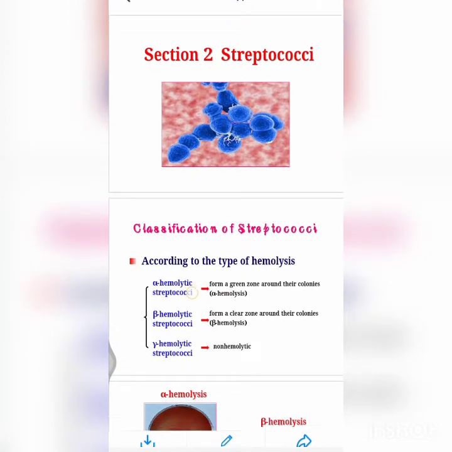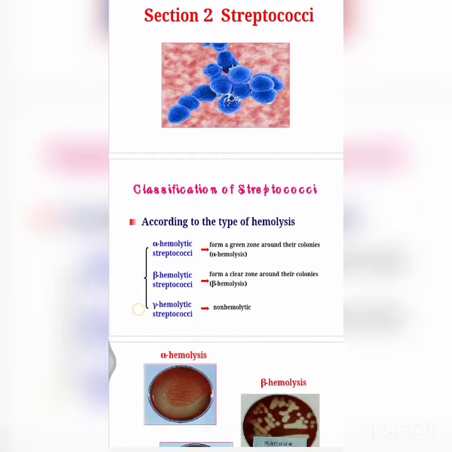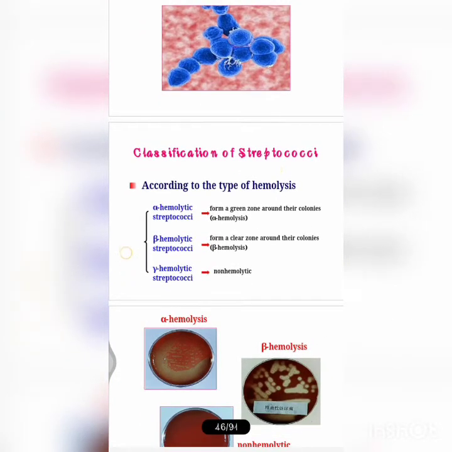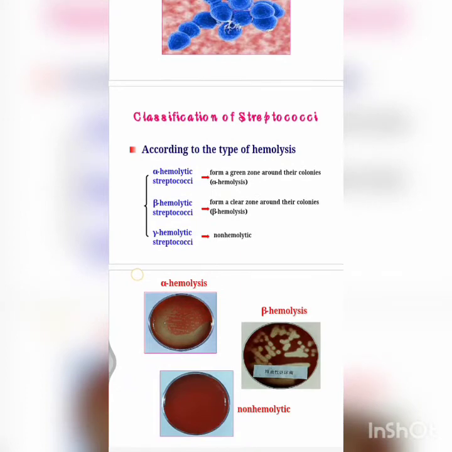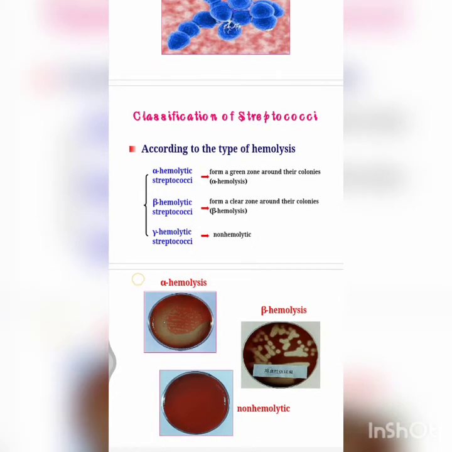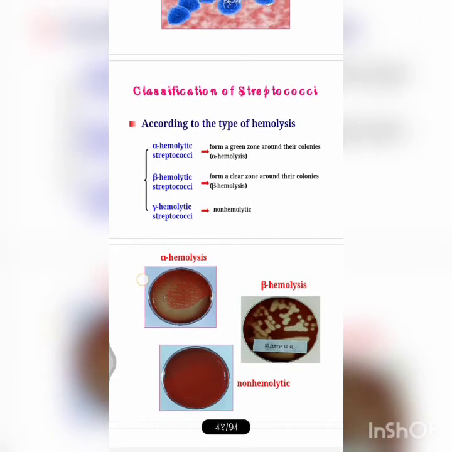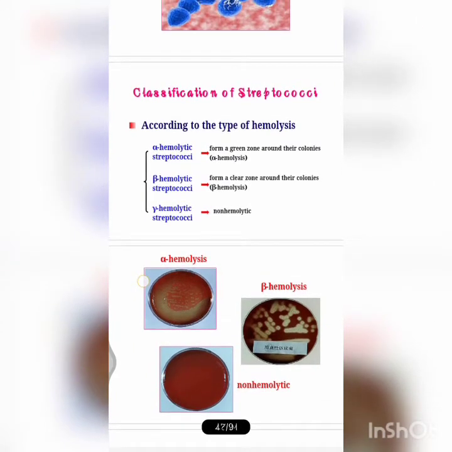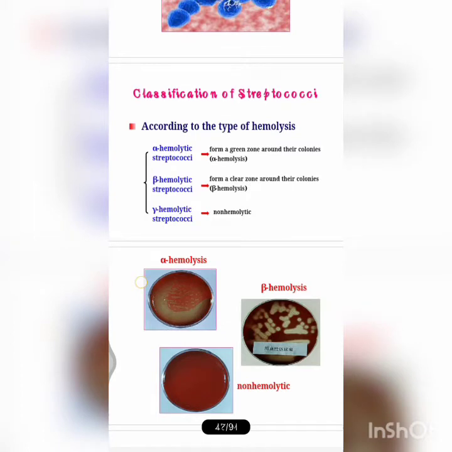So the streptococci are actually divided into types based on hemolysis. They are divided into alpha hemolytic, beta hemolytic, and gamma. Alpha means a green zone around their colonies, meaning they are partially lysing RBCs, and beta means a clear zone of beta hemolysis. Here you can see beta hemolysis means complete destruction of RBCs, and gamma hemolysis means they do not form any hemolysis, so the culture media remains as it is.